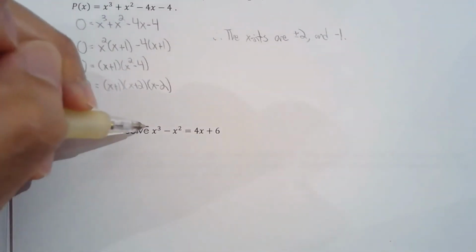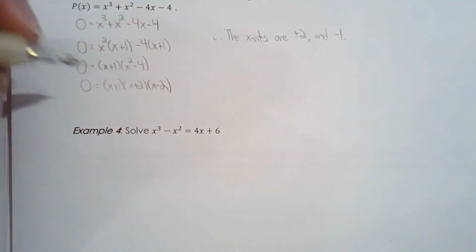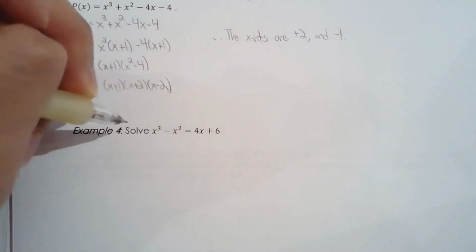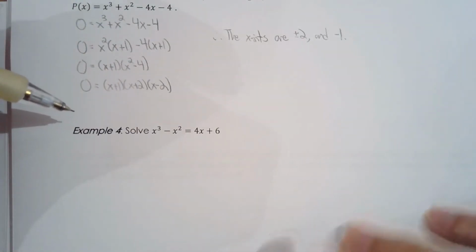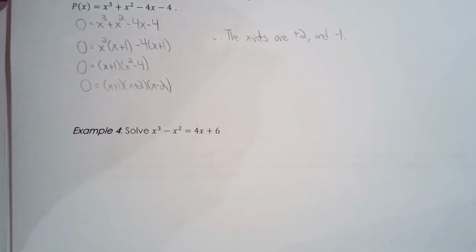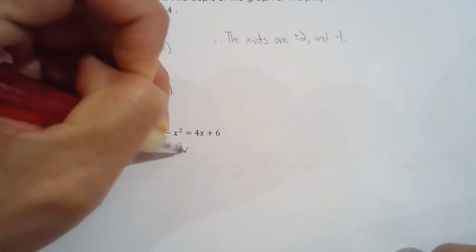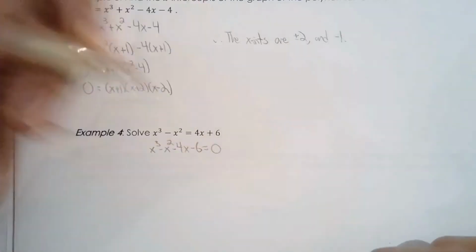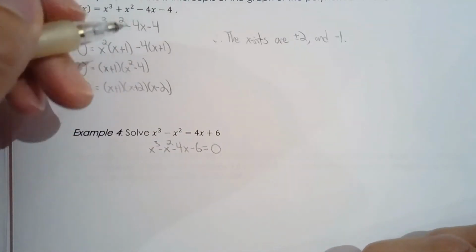So x cubed minus x squared equals 4x plus 6. I gave this question just to make sure that you remember you have to set it equal to 0. Okay, you have to make one side equal to 0, because otherwise you can't apply the zero product property. So set it equal to 0. And now I ask myself, can I factor by grouping? Unfortunately, I can't. Well, factor theorem is going to save the day.